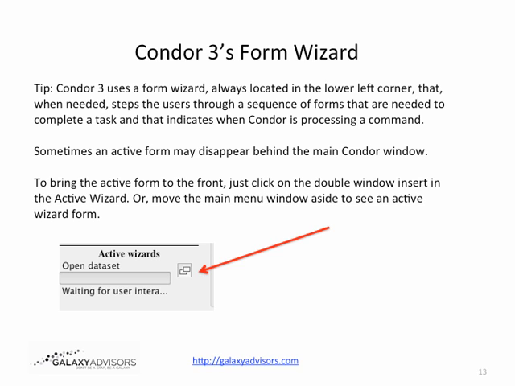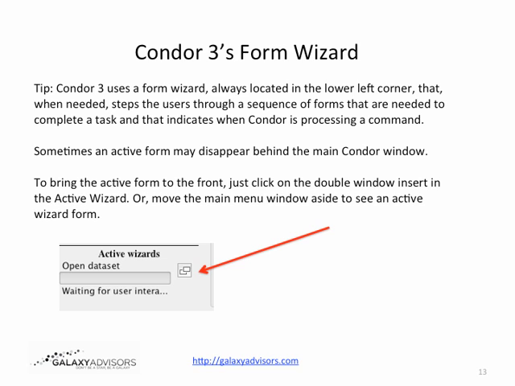Another important piece of Condor that is new here is Condor's form wizard. I've located a picture of it in the lower part of the slide. It says Active Wizards. Condor 3 uses a form wizard, always located in the lower left corner, that when needed, steps the user through a sequence of forms that are needed to complete a task and indicates when Condor is processing a command. So if you have a number of sequential forms, this is going to help you walk through there.